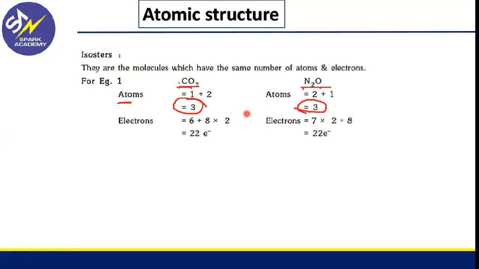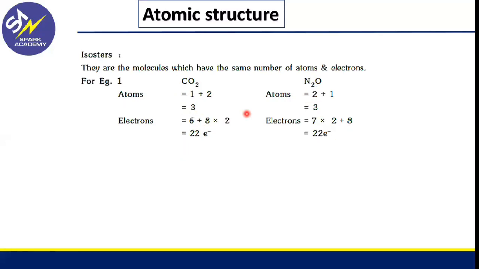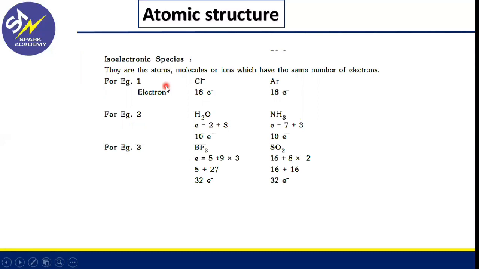So how do I determine the number of electrons? In carbon there are 6 electrons, and in oxygen there are 8 electrons because the atomic number is 8. So 8 times 2. So they have 22 electrons. Similarly, nitrogen has 7. So 7 times 2 plus 8 will give 22 electrons. So when they have the same number of electrons and the same number of atoms, such species are called isostars. This example has come in a lot of papers: which of the following is an isosteric species? So make sure you understand this.